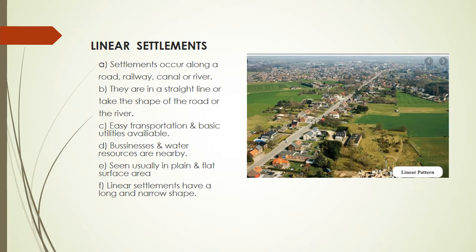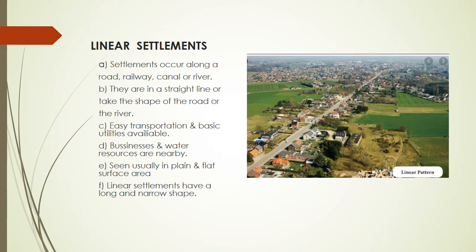Now the first type is linear settlement. Settlement occurs along a road, railway, canal or river. So the settlement is seen in a straight line. What are the things which are in a straight line? Roads, most probably, are in a straight line. Railway lines also are in a straight line. The canals, the rivers, all of them have a particular straight line. They move in a straight line. Because of that it is called linear.